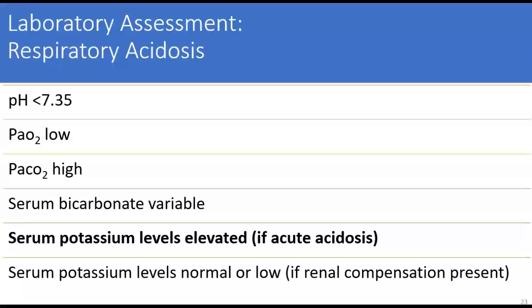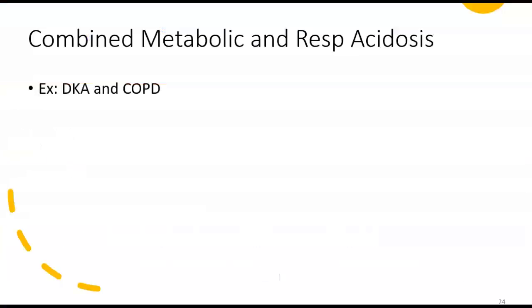In general, you want to associate acidosis with high levels of potassium. We just want to note a person can have combined metabolic and respiratory acidosis. Think about a patient with COPD who develops DKA.